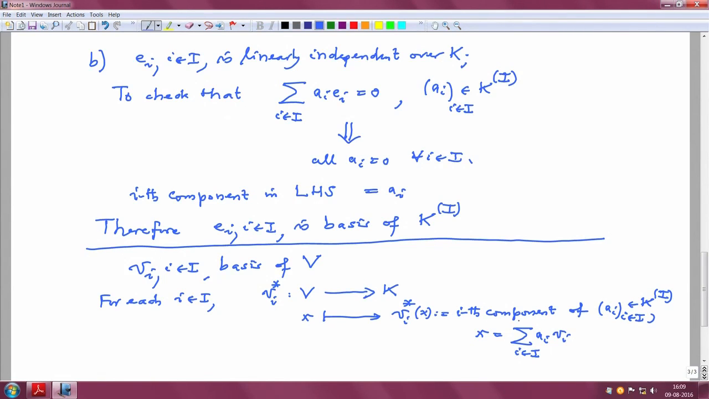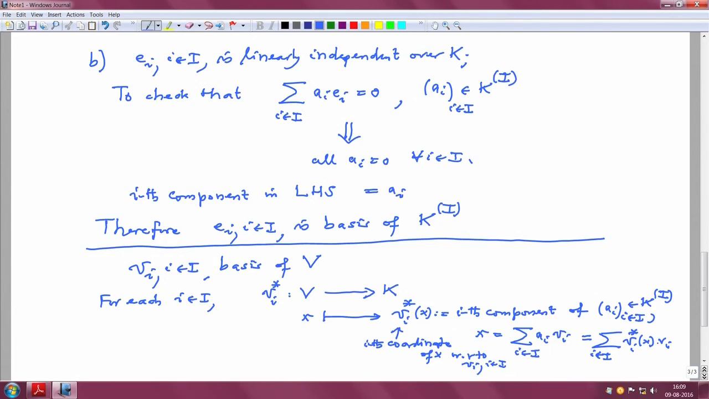So, this v_i star of x is called the ith coordinate of x with respect to this given basis. And then we could have also written x as the summation over i in I of v_i star of x times v_i. So, you see, the idea of writing this is that it only depends on x and a basis v_i.